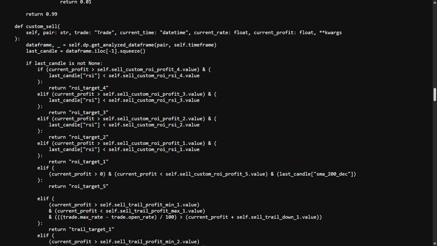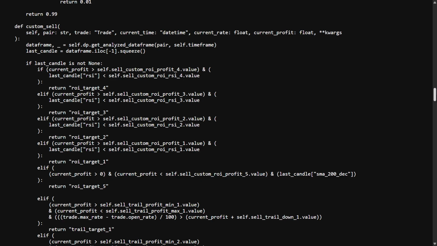The custom sell function is another custom function, and this function is used to determine if the algo should sell a trade or not. It contains 5 ROI targets and 2 trail targets. And the interesting thing here is that these custom ROI targets are also optimizable with a hyperopt function.